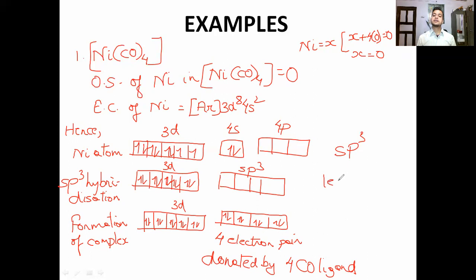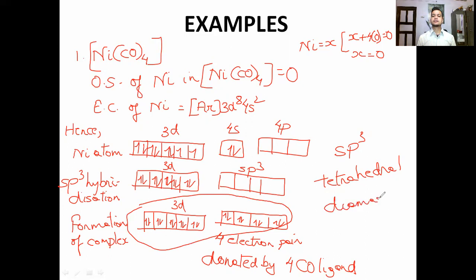So the conclusion: hybridization sp3. Whenever it is sp3, it is tetrahedral. Finally, what is the magnetic character, paramagnetic or diamagnetic? You can clearly see you don't have any unpaired electrons, so it is diamagnetic. That is how we can understand how to get the tetrahedral geometry.